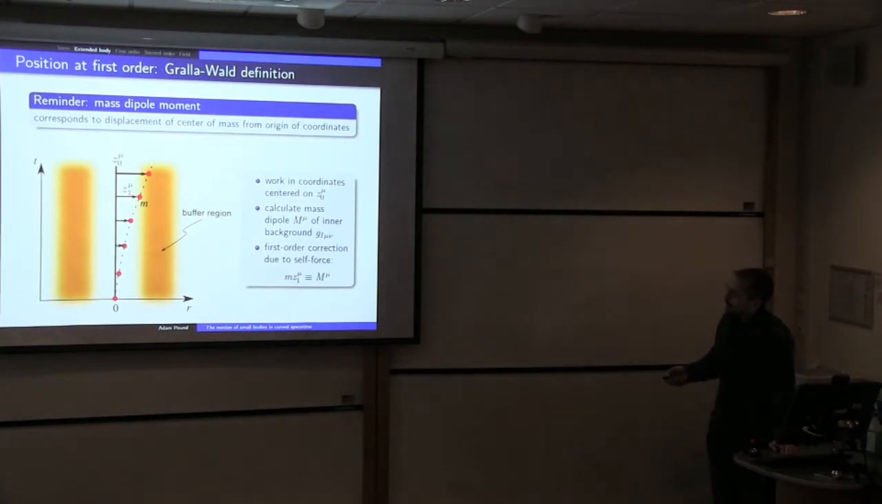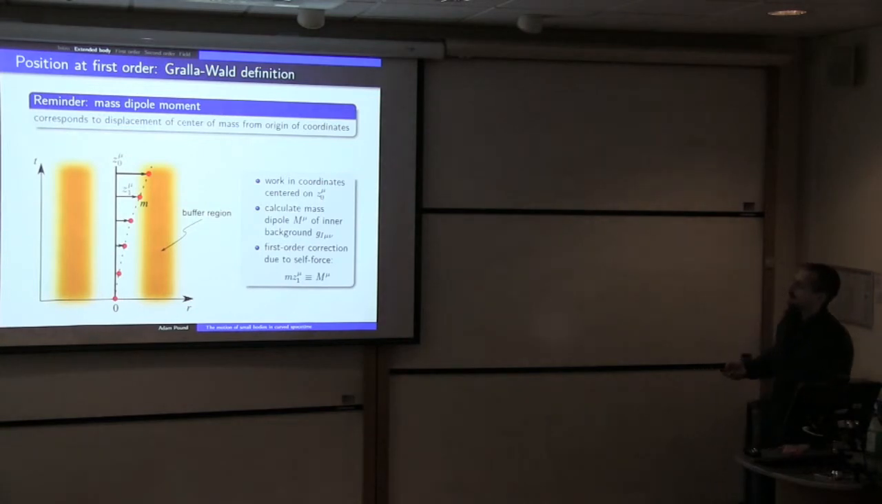So here's a schematic picture where you've got the 0th order world line. You've got a buffer region that's centered around that 0th order world line. So let's work in coordinates that are centered on that world line. So out here I'm at some distance r.